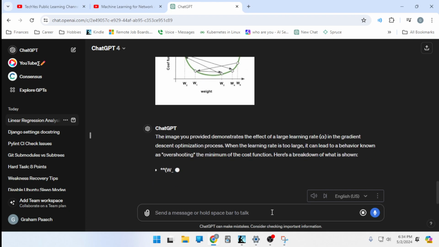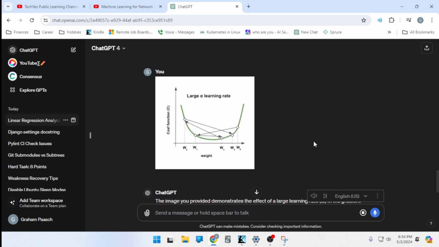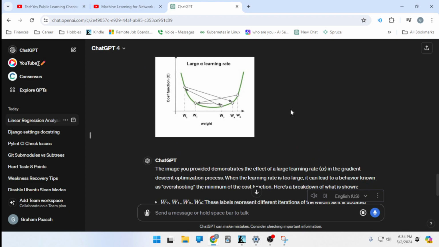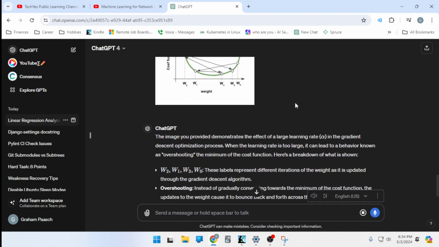The image you provided demonstrates the effect of a large learning rate, alpha, in the gradient descent optimization process. When the learning rate is too large, it can lead to a behavior known as overshooting the minimum of the cost function. Here's a breakdown of what is shown.